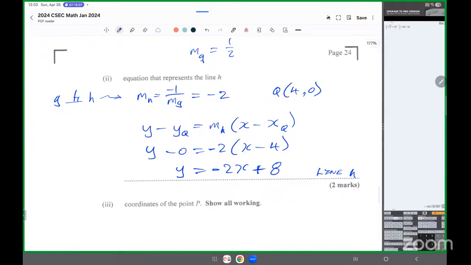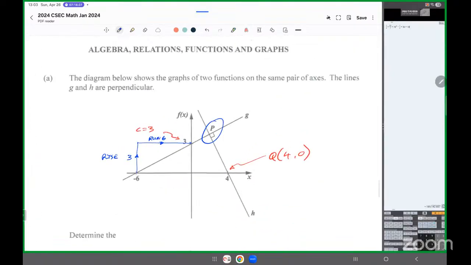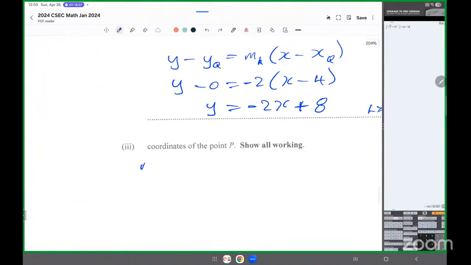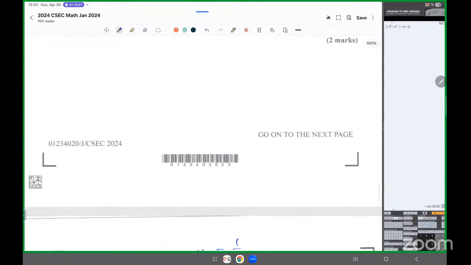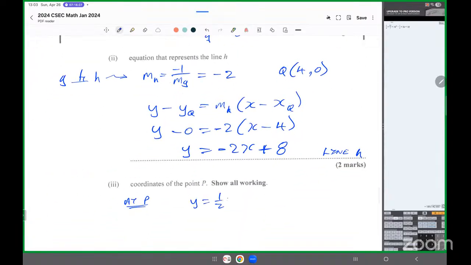All right, so what they say now: calculate the coordinates of point P, and point P is the intersection of the two lines. See that? So to find P, we solve the two equations simultaneously. So P is the intersection of the two lines, so at P both lines are valid. At P, the first line is y equals half x plus 3, and the second line is also valid: y is equal to -2x plus 8.